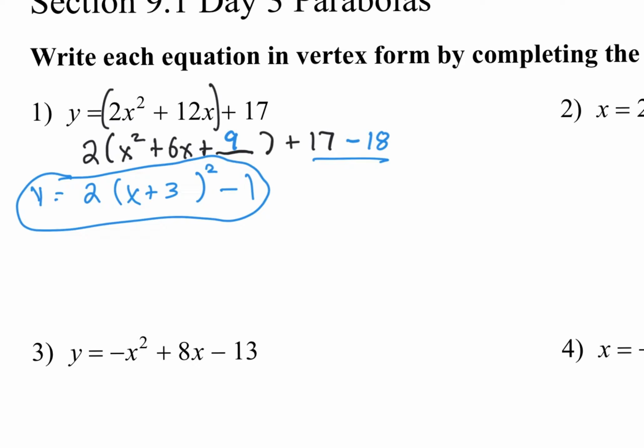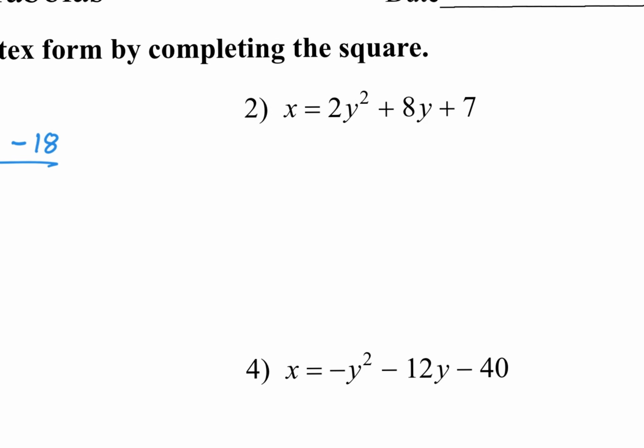Okay? What's that? There's a napkin right there.